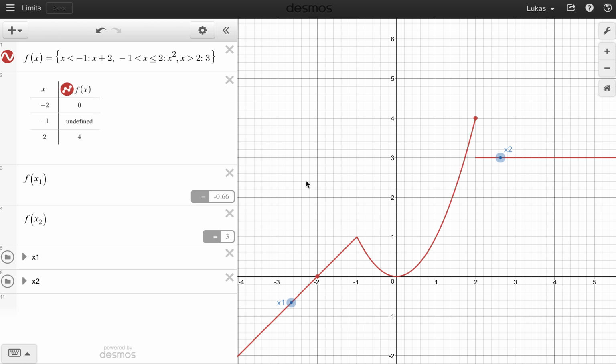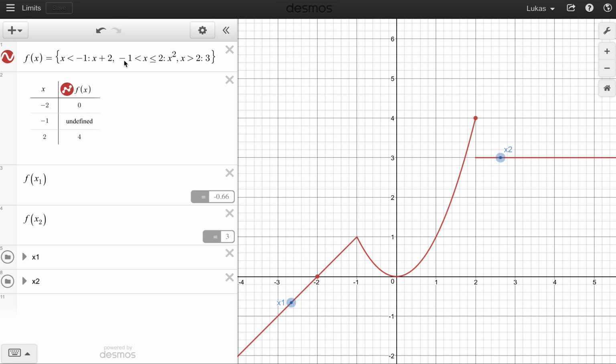function here, and it's defined in three pieces according to this equation right here. So you'll notice when x is less than -1, the function equals x plus 2. That's this first piece here. It's just a linear piece.